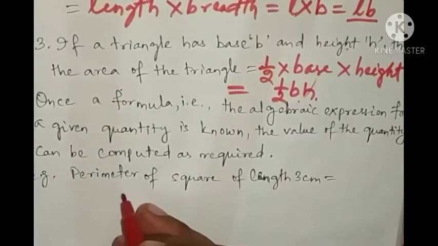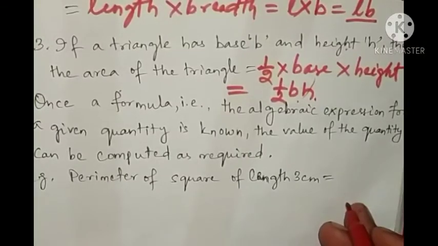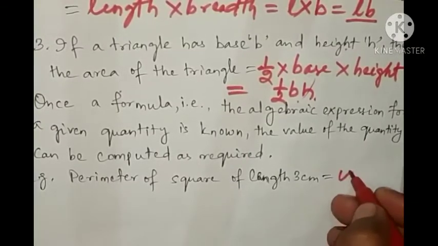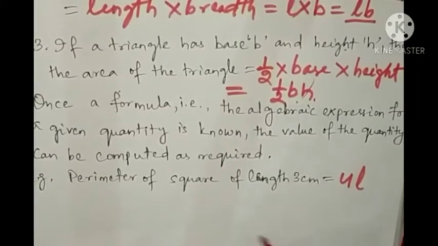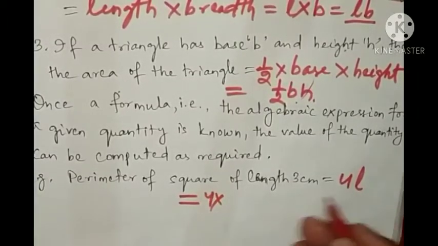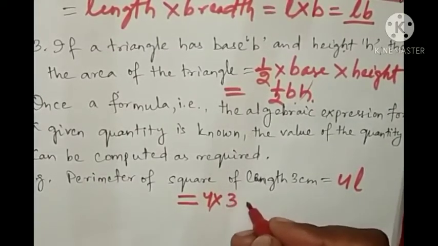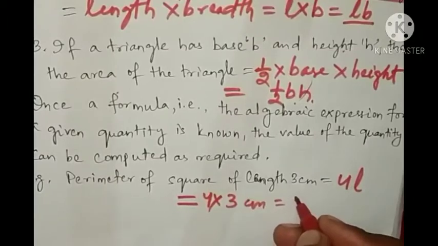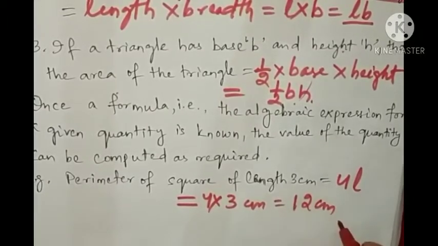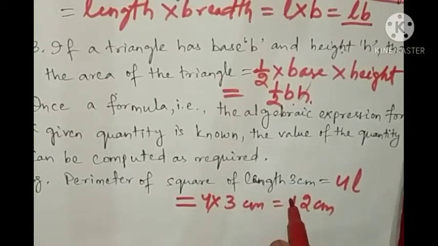Here, given the perimeter of a square of length 3 cm. So the perimeter of a square, what do you know? 4L, equal to 4 into length. The length is 3 centimeter, so it is 4 into 3 centimeter. How much? 4 threes are 12 centimeter. So this is the perimeter of the square.